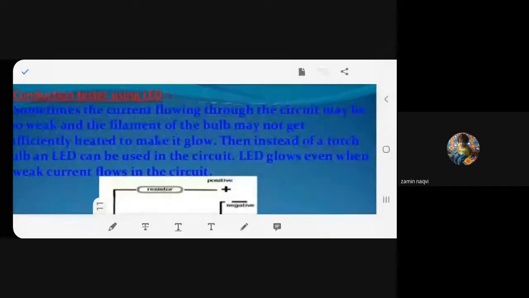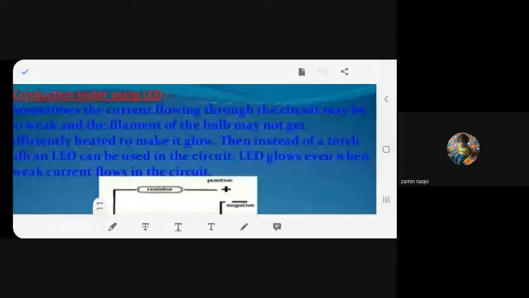So the only thing that you have to remember is that if there's a weak current, except LED, not a single device will be functional. They will not work. If you take any other device, for example an ordinary bulb, and there's a weak current flowing in the circuit, it will not work. And if we replace it with LED, then yes, it will work. This is the only thing that you have to understand. Yes, girls, you get me?